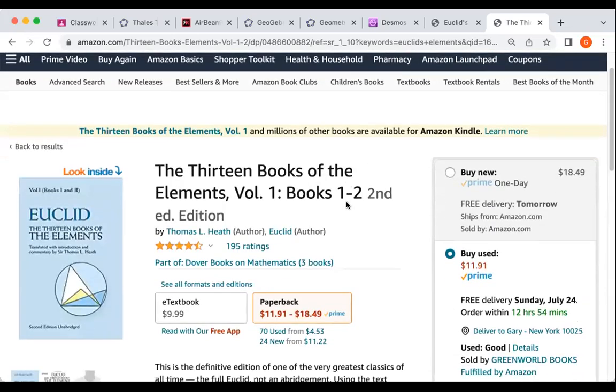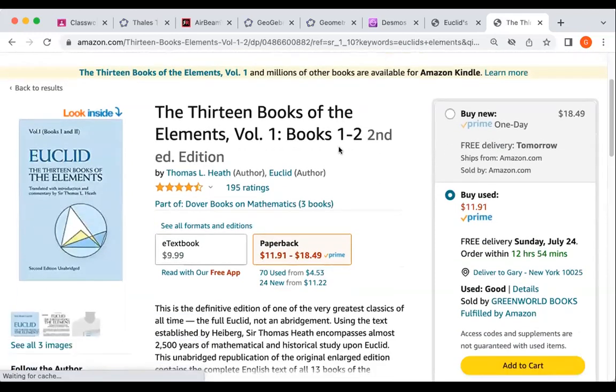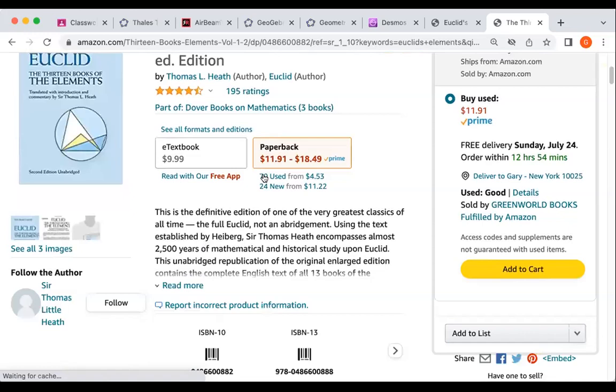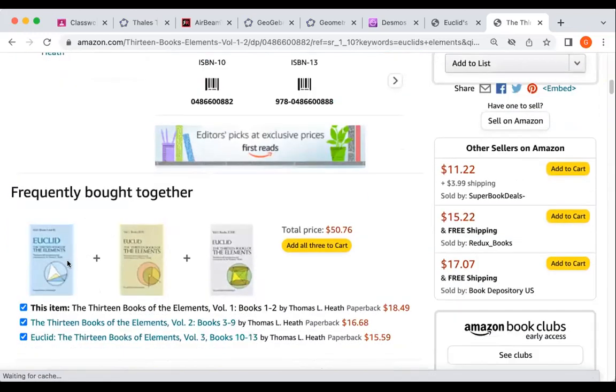Volume 1 is books 1 and 2. And then volume 2, here's all 3 together. So for $50, you buy these 3 books. Because if you buy it all in one giant book, it's just so big. These books have a lot of the commentary also.